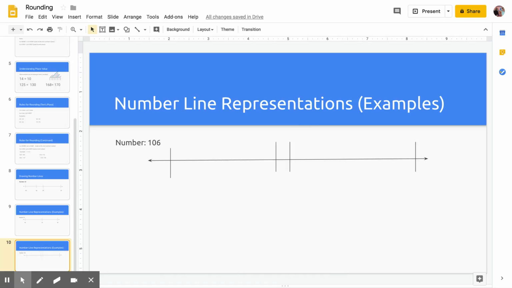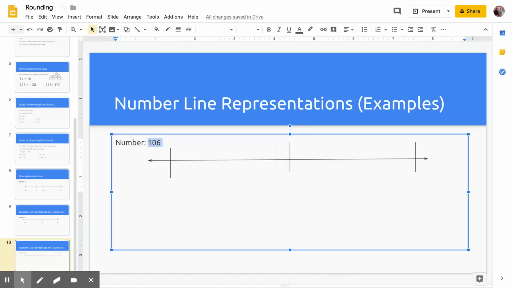And we have one more example, and this is going to be 106. So again, we're going to be looking at those tens that the number falls in between. So what are those numbers? So those numbers are going to be 100. So we're going to put 100 on one end of the number line, and we're going to graph 110 on the other. Now we want to identify our half 10.